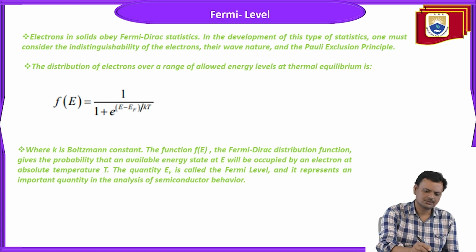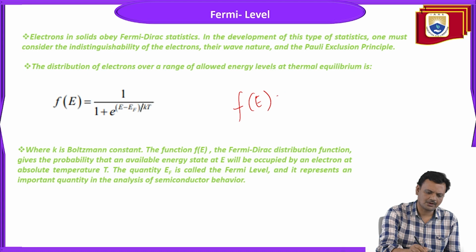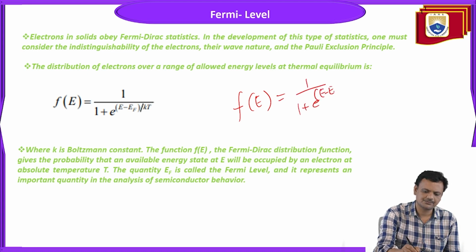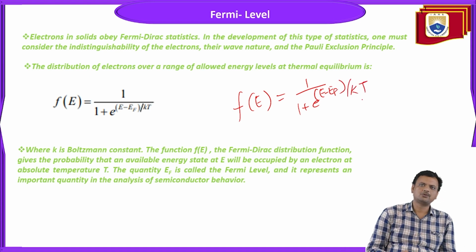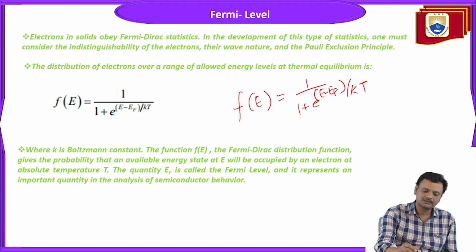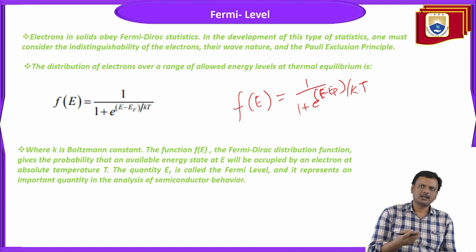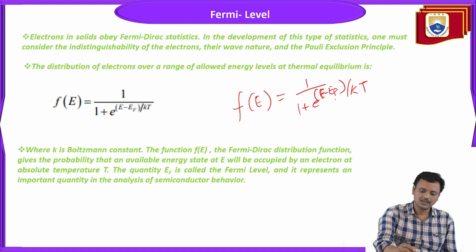So this distribution function f of E is equal to 1 upon 1 plus e to the power (E minus EF) upon KT. Where K is the Boltzmann constant and E is the energy level on which you want to distribute your electron, and what will be the probability for occurrence of that electron in that energy level. That E is such an energy level. This EF is your Fermi energy.